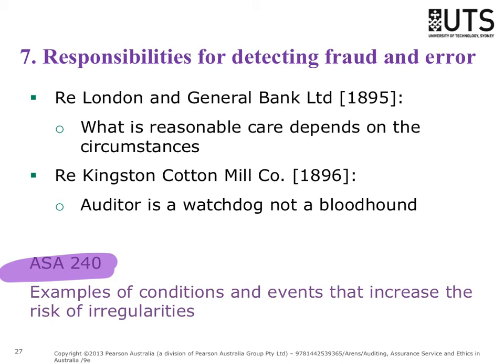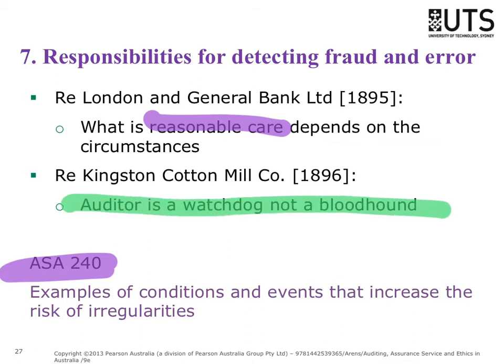But we have to have reasonable care. It's the reasonable auditor test. And the next one is something that is in every single textbook around the world. The auditor is a watchdog, not a bloodhound. What does that mean? Okay, so your watchdogs are your German Shepherds and your Dobermans, right?